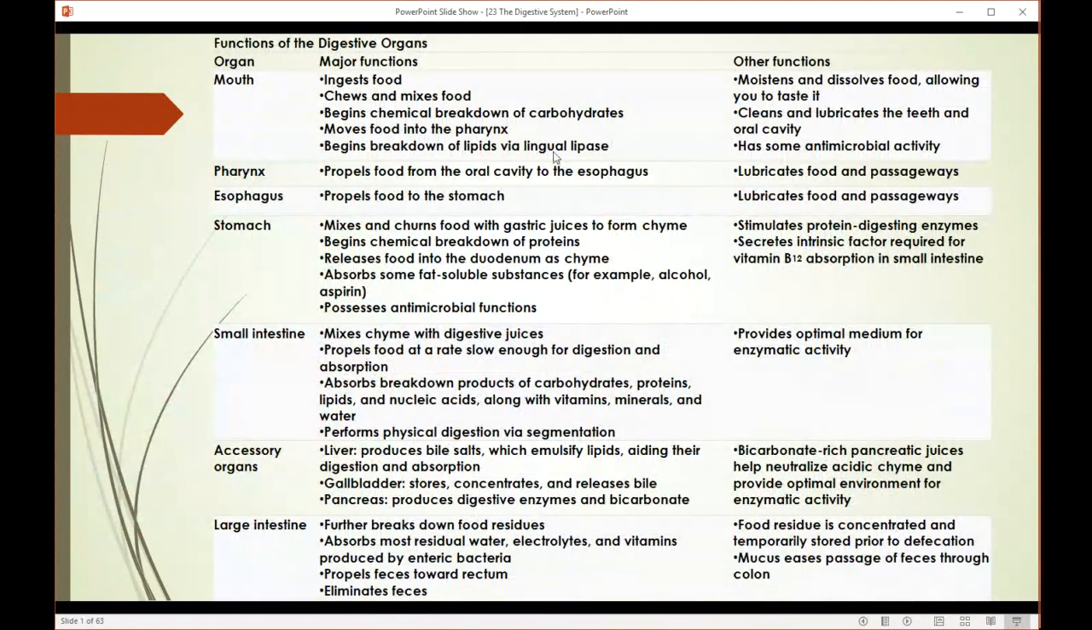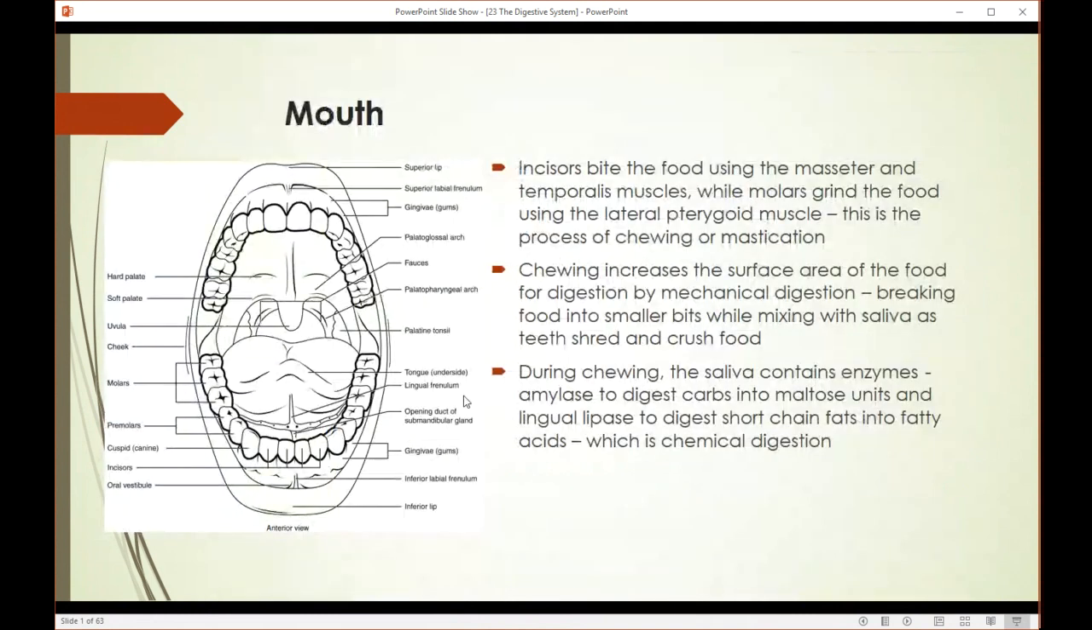So this is just a chart to help summarize all of the major functions of our digestive organs. Here are the organs, here are the functions, and then some extra functions off to the right. You should definitely become familiar with this chart.